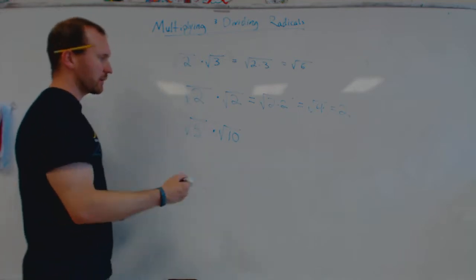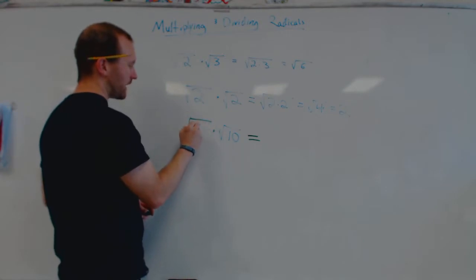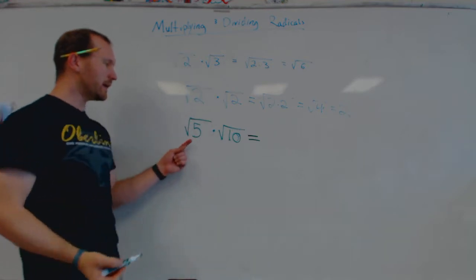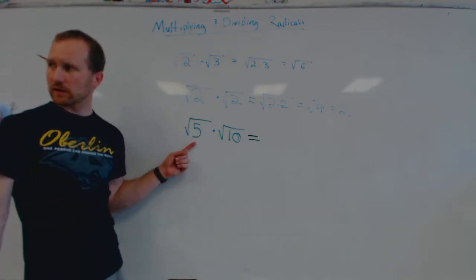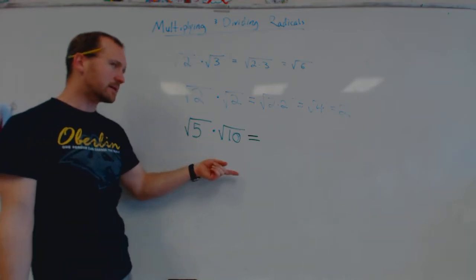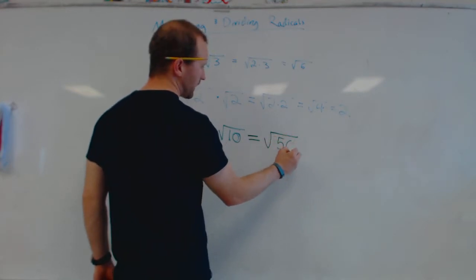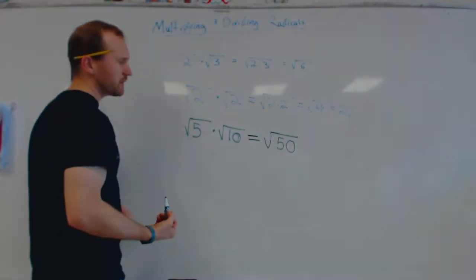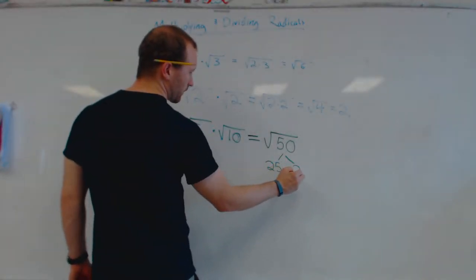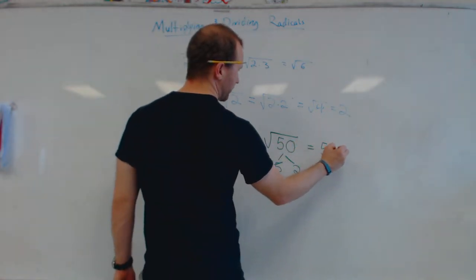Okay, square root of 5 times the square root of 10. I can't simplify the square root of 5, there are no perfect squares in there. I can't simplify the square root of 10, there are no perfect squares in that. But when I multiply these together, I'm going to skip that intermediate step. I get the square root of 50, and in 50 there is a 25, which I can simplify as 5.